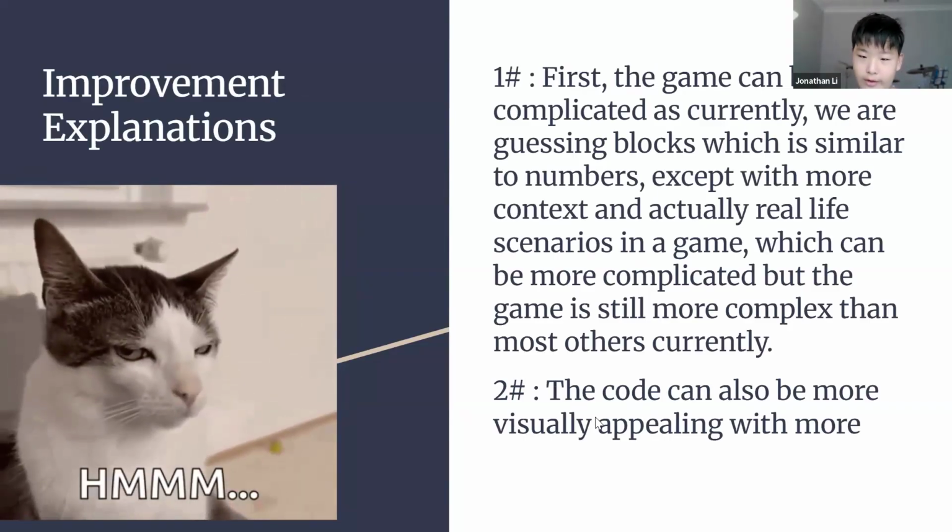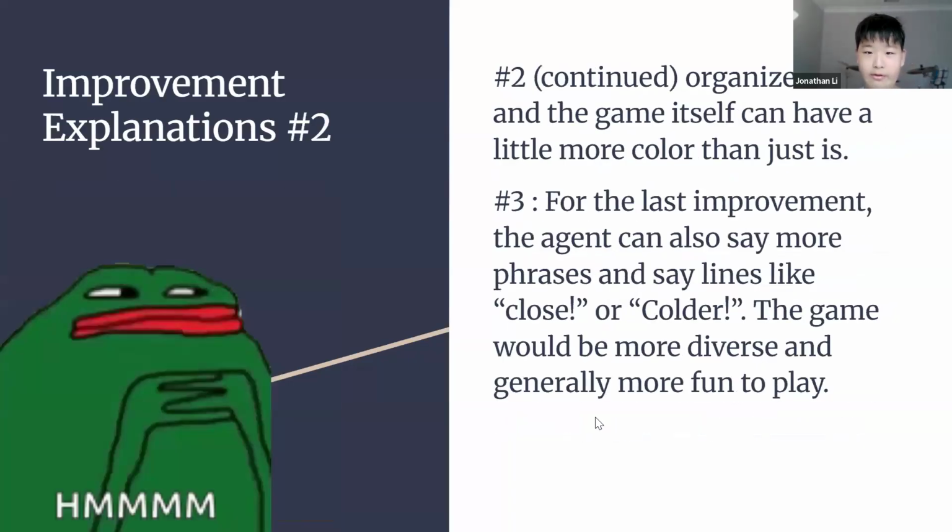Number two, the code can be more visually appealing, with more organization. Right now, if someone were to edit my code, it would be harder to know where everything is because everything's kind of messy and not organized. So I can organize the code better to make it easier for people to edit. And for the last improvement, the agent can say more voice lines such as, oh, you're so close, or you're getting colder, hotter, etc. It will make the game more diverse and more interactive rather than basic.